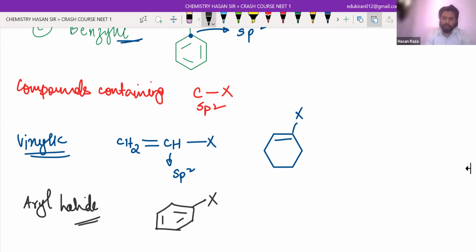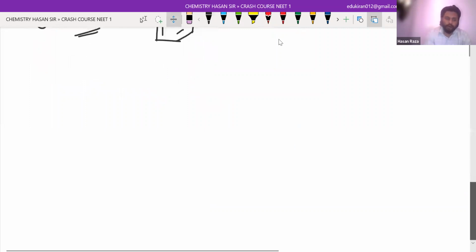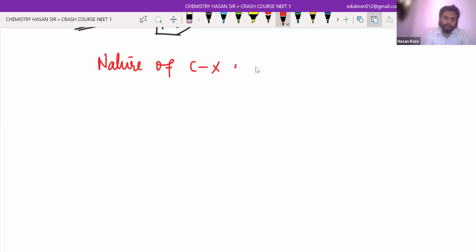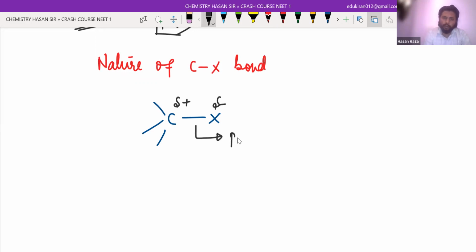Now we are going for the nature of the C-X bond. As you know, X is more electronegative than carbon. So on X there will be a negative charge, delta negative, and on carbon there will be a positive charge. That means this bond is basically polar in nature due to the electronegativity difference. This is your polar.